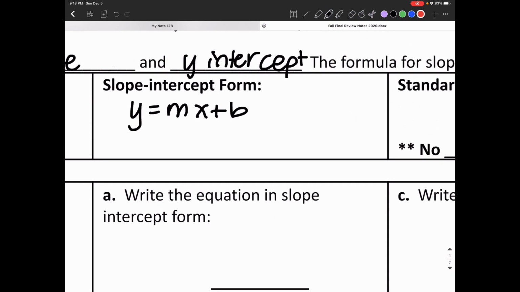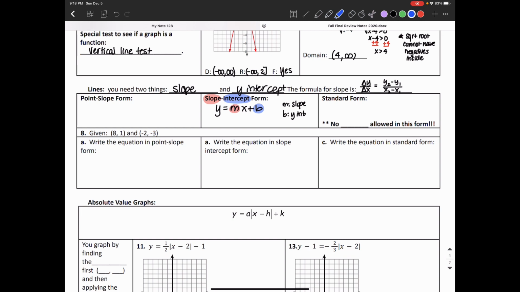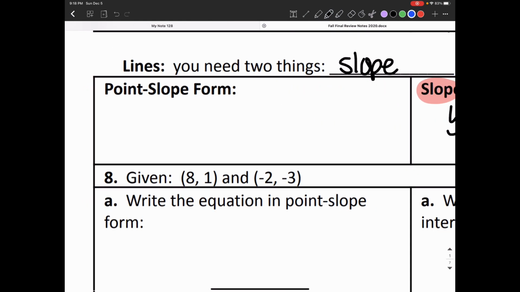The slope-intercept form, y equals mx plus b, the m represents the slope, and the b represents the y-intercept. And I actually see these things in the title of this form. So slope is here, and the intercept is here. The other forms that we talked about were point slope form and standard form. I'm going to talk about point slope form next.